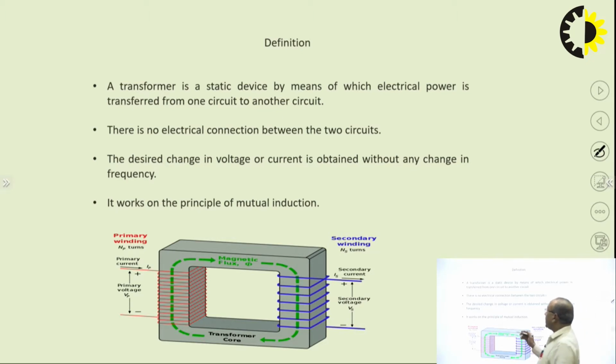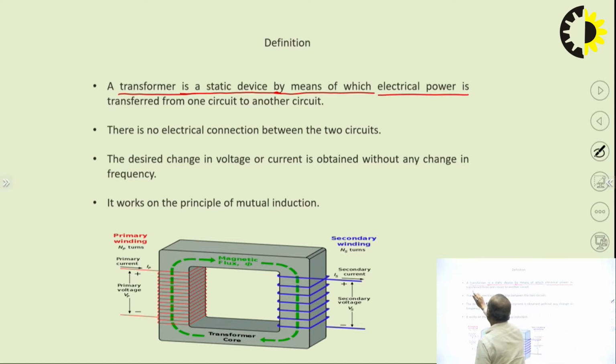A transformer is a static device, that means there is no moving part in a transformer. By means of this transformer, electrical power is transferred from one circuit to another circuit, and these two circuits between which the power is transferred are AC circuits. Why it is so, we will come to know later on under this discussion.